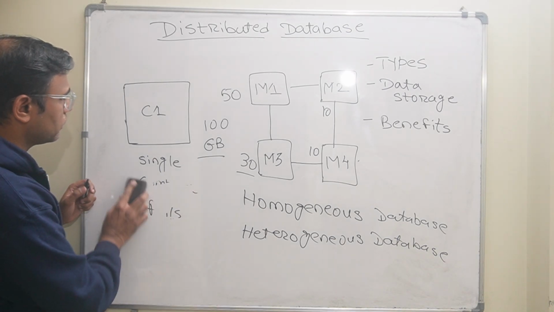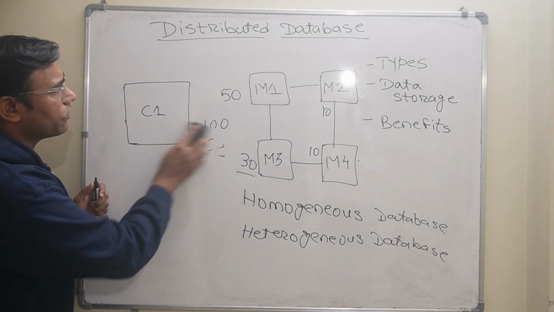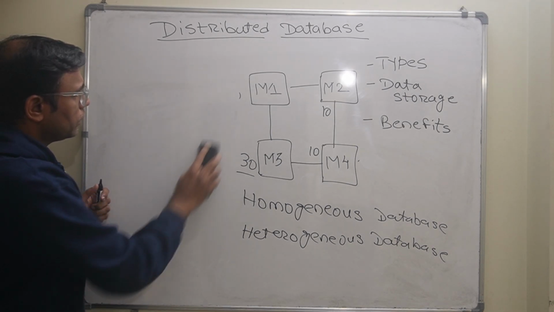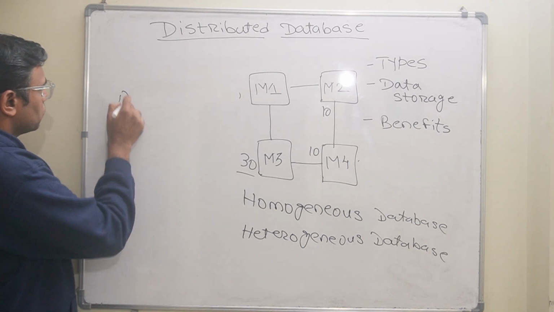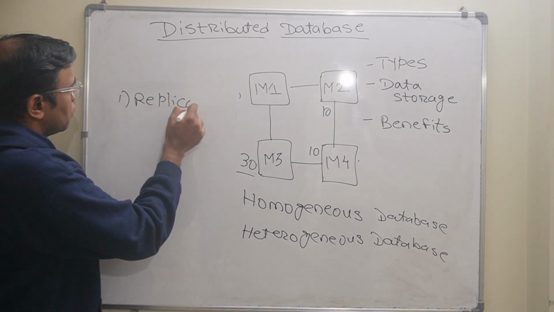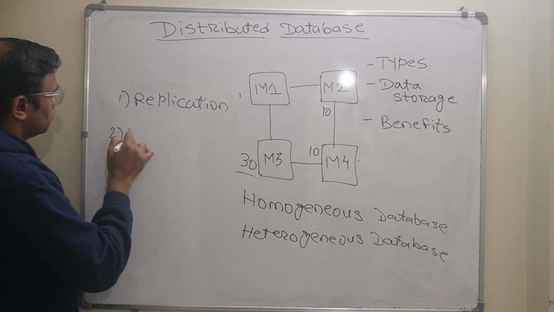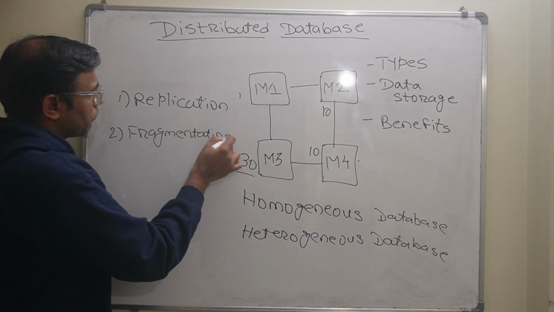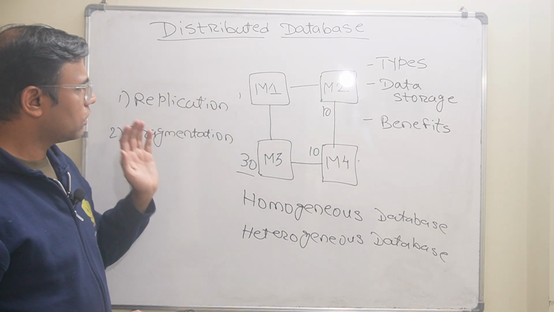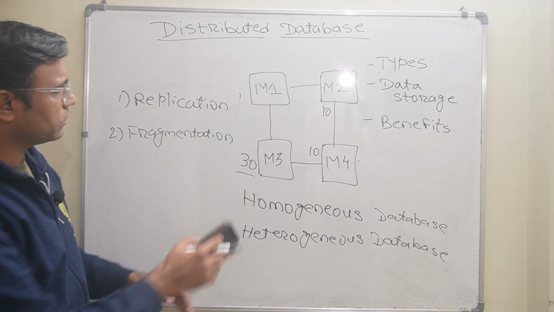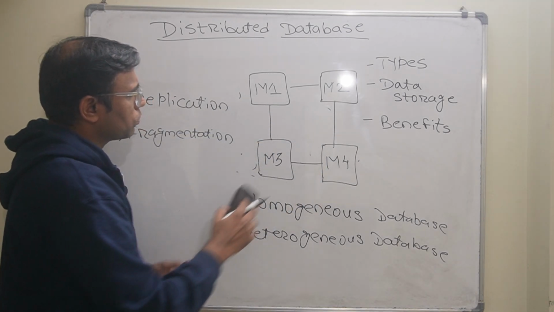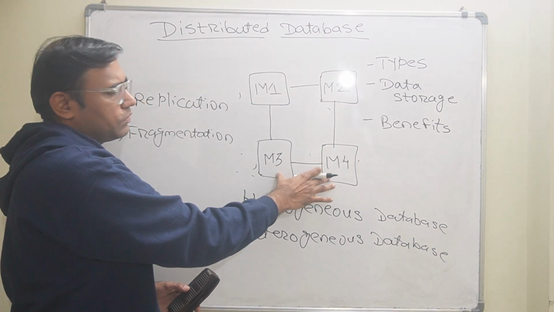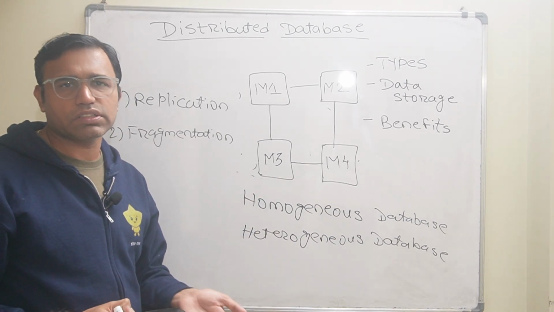Now let us see the next topic. The next topic is data storage. You can store the data in two ways in distributed database. First one is replication, and second way is fragmentation. So what is replication? Here there are four machines. You can store the data in two machines, and you can create the replica of these two machines in M3 and M4. So you are creating the replication of the data.